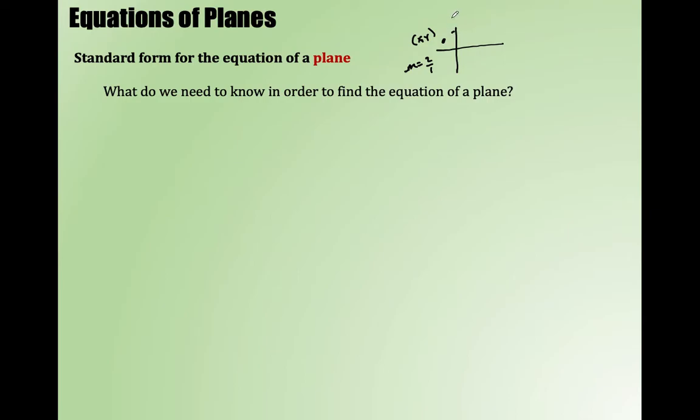you would go up and over, and there's my line. And you could write the equation of that line with the point and the slope.